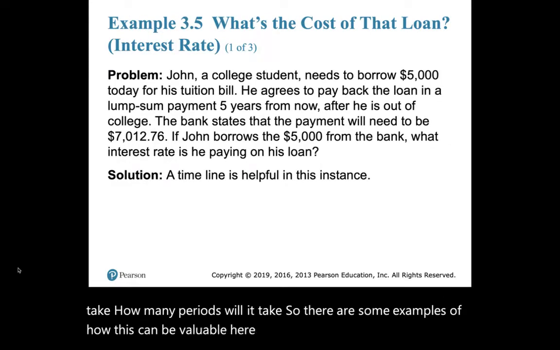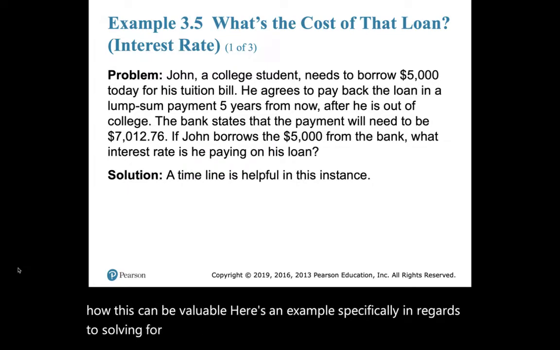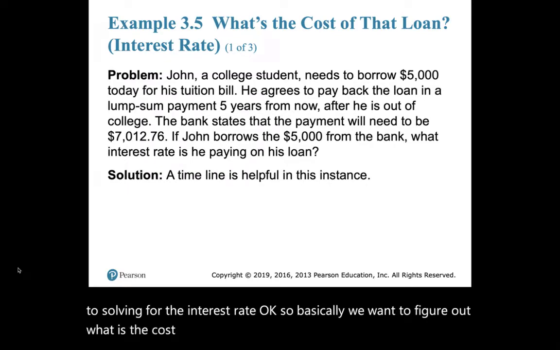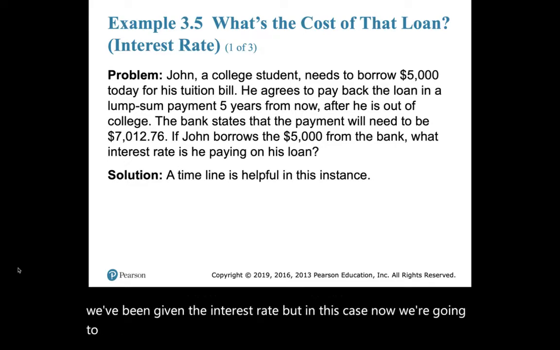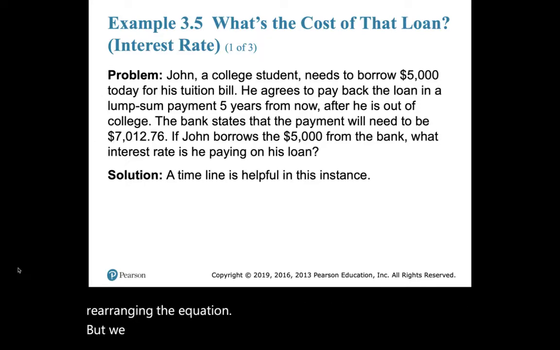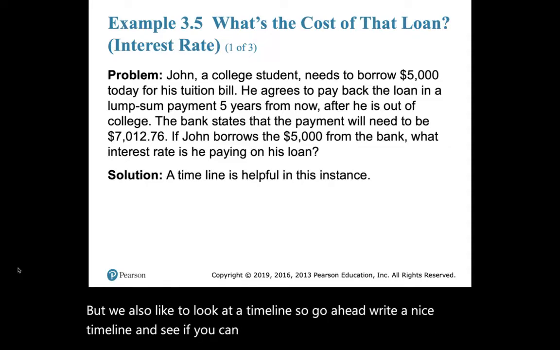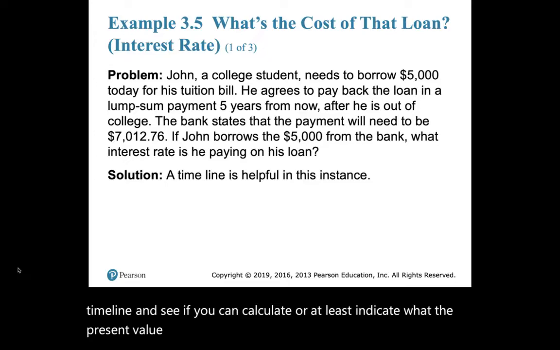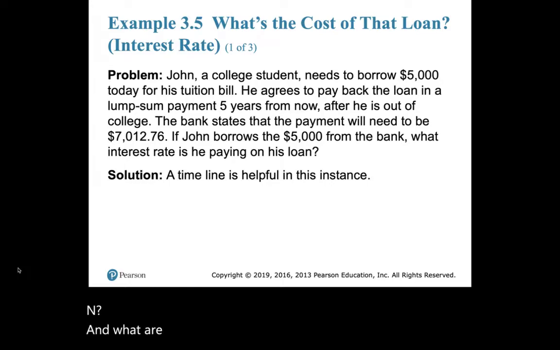Here's an example specifically in regards to solving for the interest rate. Okay, so basically we want to figure out what is the cost of borrowing, right? We've already discussed when we've been given the interest rate, but in this case now we're going to try and solve for it. And again, really it's just a matter of rearranging the equation. But we also like to look at a timeline. So go ahead, write a nice timeline, and see if you can calculate or at least indicate what the present value is, what's the future value, how many years, what is n, and what are we solving for.